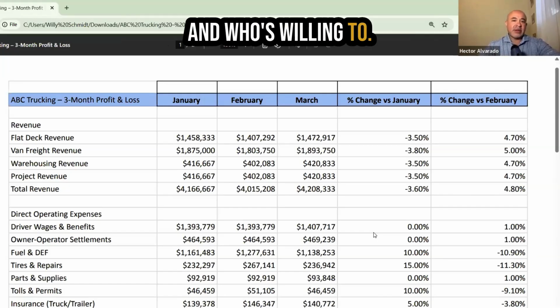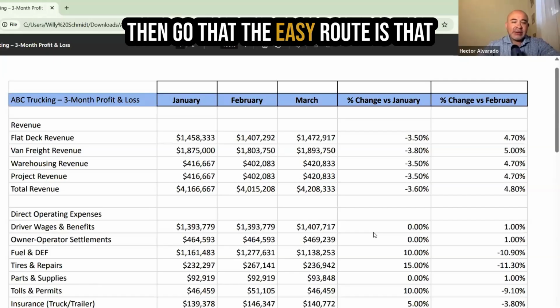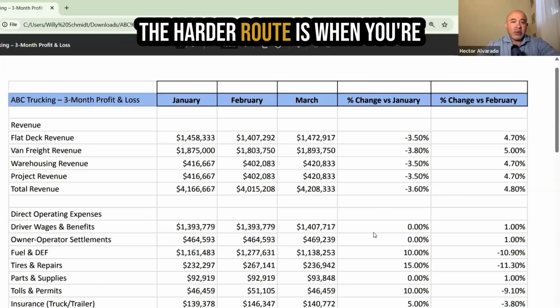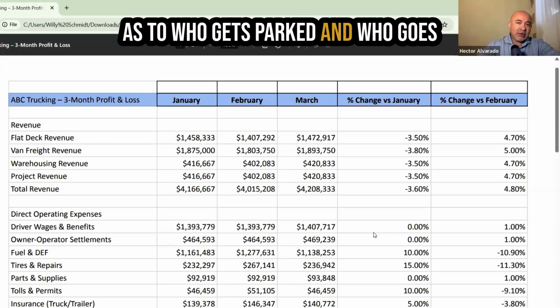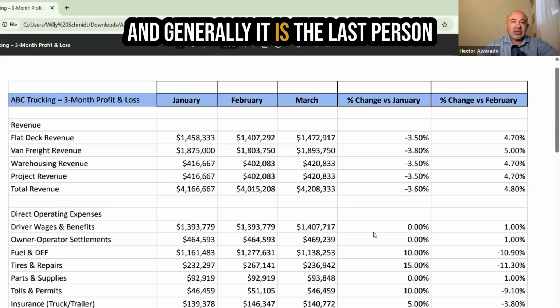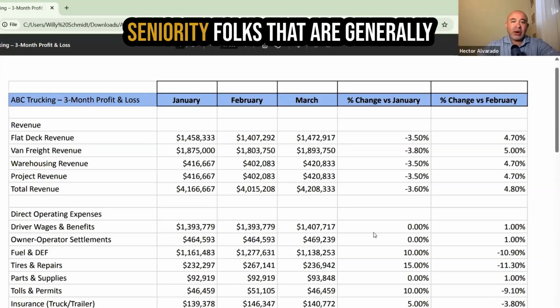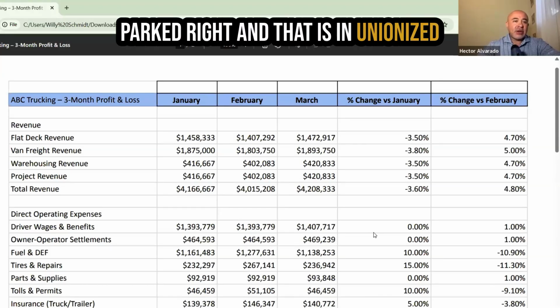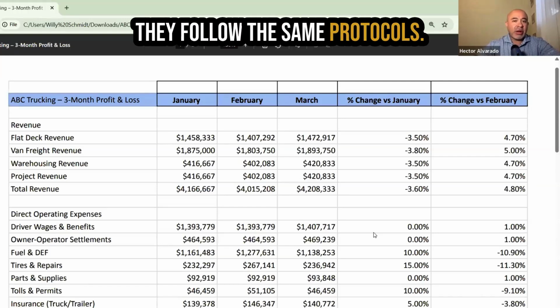And who's willing to stay home, take volunteers, and then go that way. The easy route is that. The harder route is when you're going to have to start to select people as to who gets parked and who goes to work instead of those programs. And generally, it is the last person to join the organization or lowest seniority folks that are generally parked, right? And that is in unionized or non-unionized businesses, they follow the same protocols.